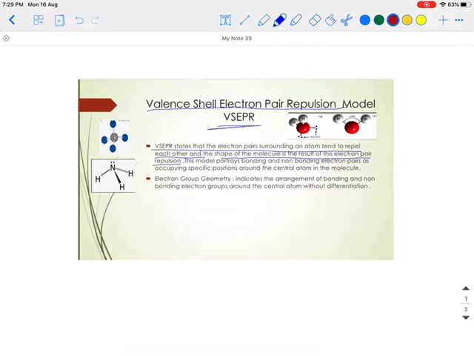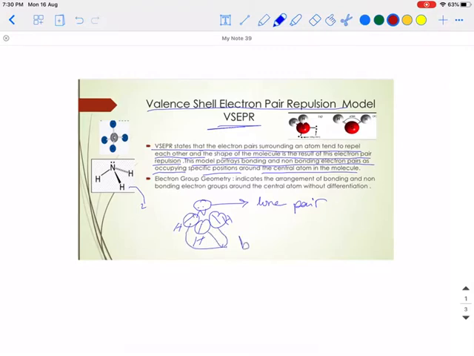This is the VSEPR, or the valence shell electron pair repulsion model. This is what it states, and the model portrays bonding and non-bonding electron pairs as occupying specific positions around the central atom. Like here, as you see, this is the drawing of the ammonia molecule according to Lewis. This is the non-bonding electron pair, we call it a lone pair, and these are the bonding electrons.